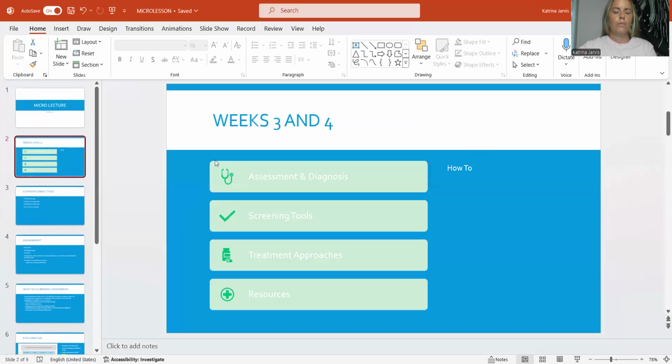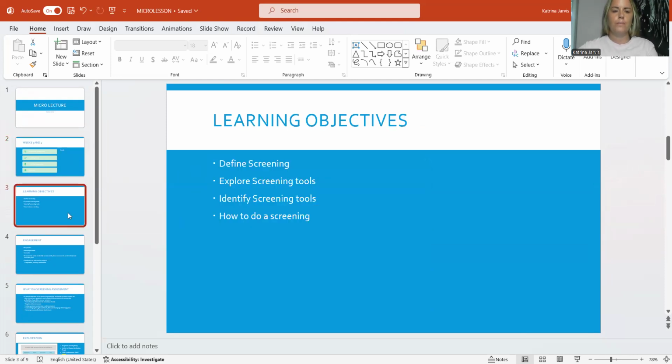So, weeks 3 and 4, welcome to assessment and diagnosis, screening tools, treatment approaches, and resources. But this micro lecture is going to focus on defining, exploring, identifying, and how to do a screening test.